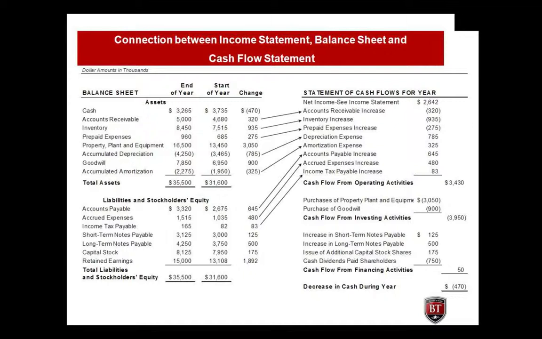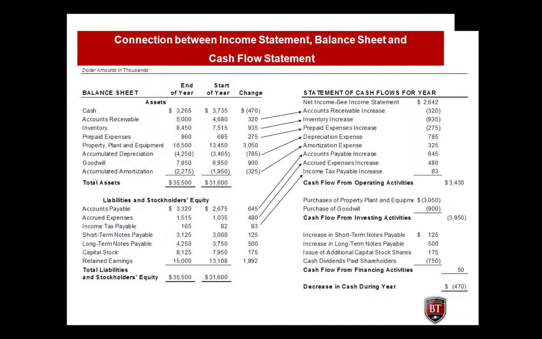Accounts receivable increased by 320. It means cash outflow. Inventory. There is a large increase compared to last year's inventory. Balance 935. Cash outflow. Prepaid expenses. The balance increased with a cash flow of negative 275.